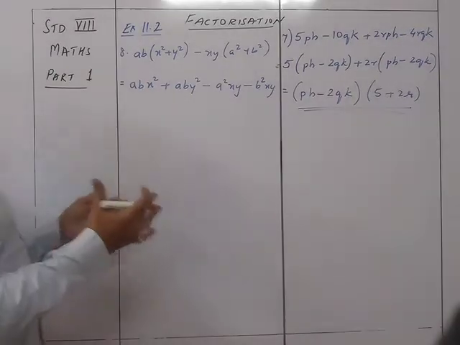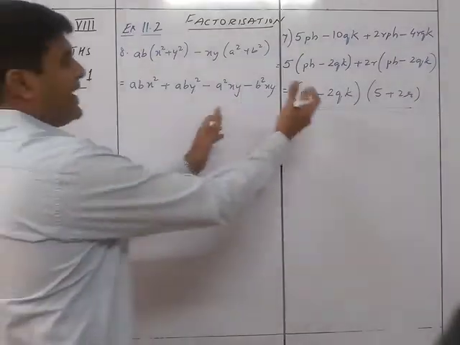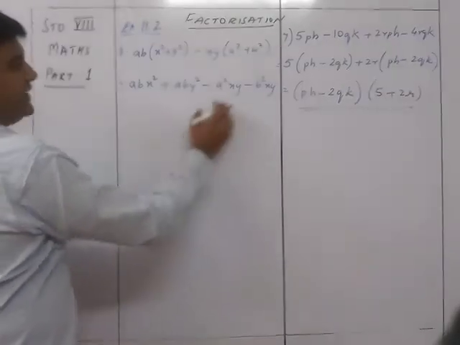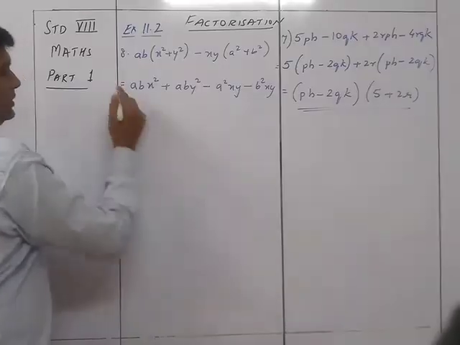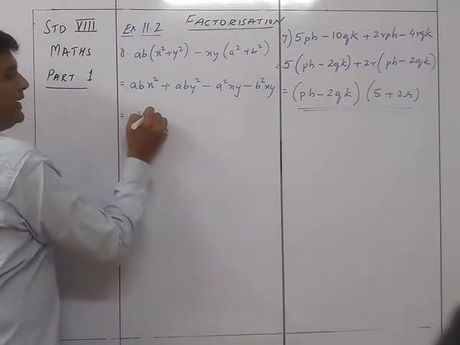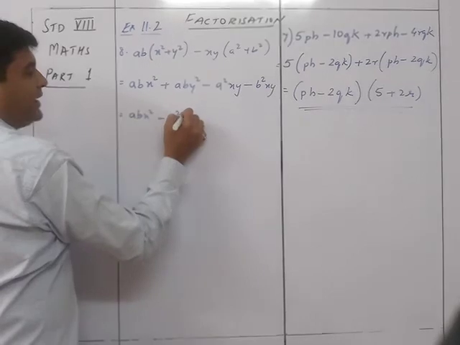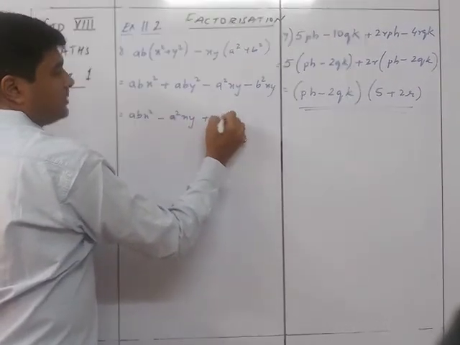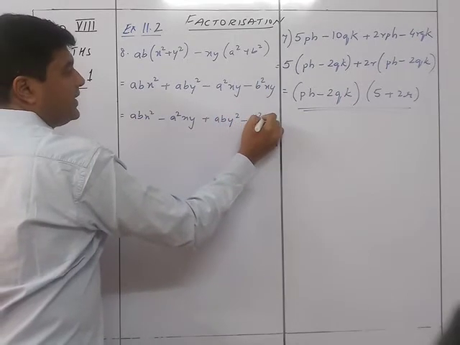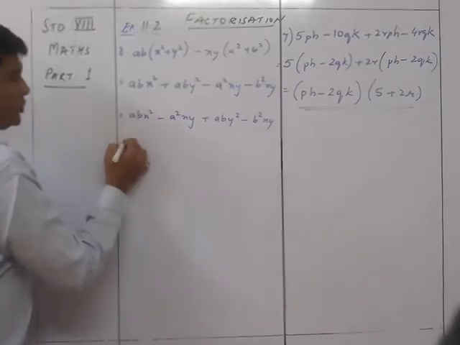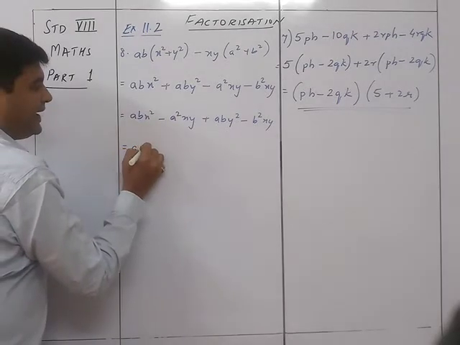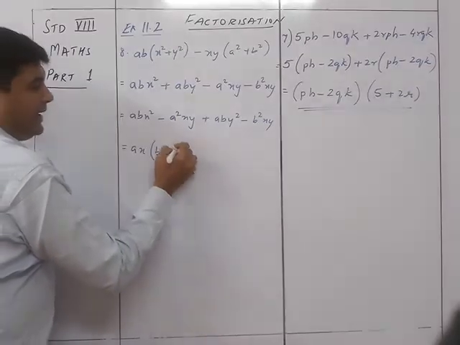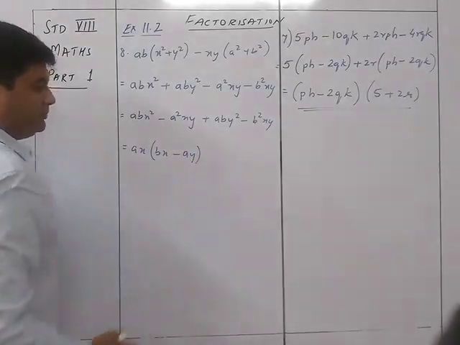So now I need something which is going to give me the same brackets. This was already there, but it did not give me the same brackets, so I need to change it. I need to shuffle. I'll make it this way: abx square minus a square xy plus aby square minus b square xy. Between these two, what is common? I get a and x as common over here, so I get bx remaining over here, and over here I get a and y common outside.